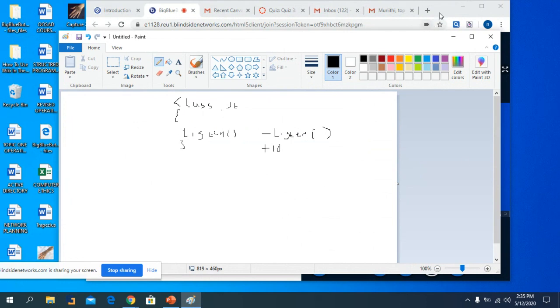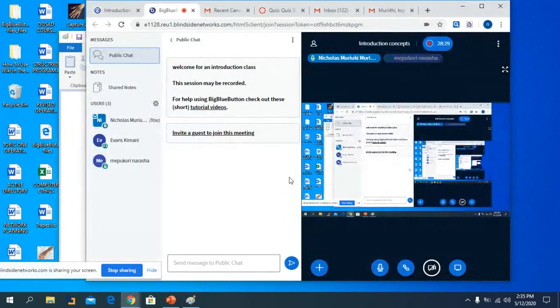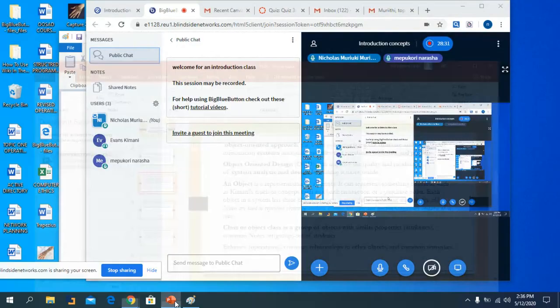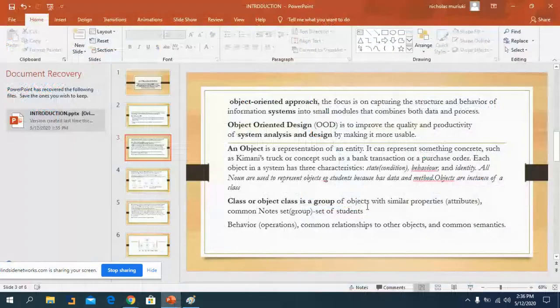So for this one, let's try to understand a clear presentation of this object in this class, in a way that we have already introduced what you call properties, or the attributes. We have introduced behaviors, and these behaviors are the operations.